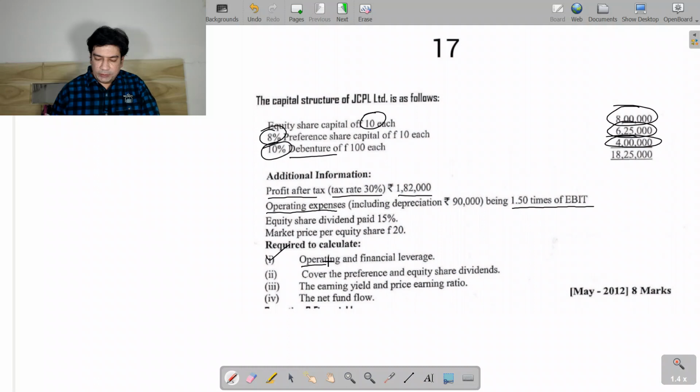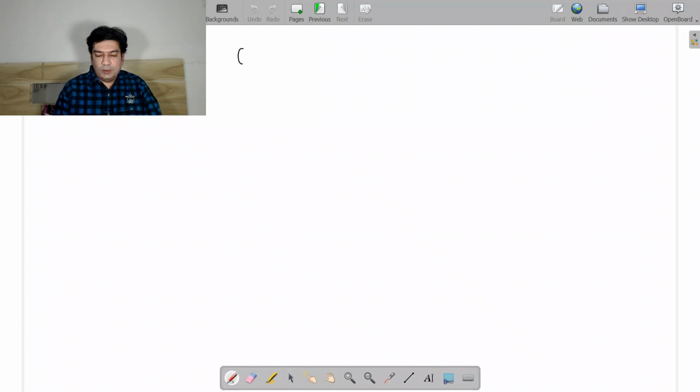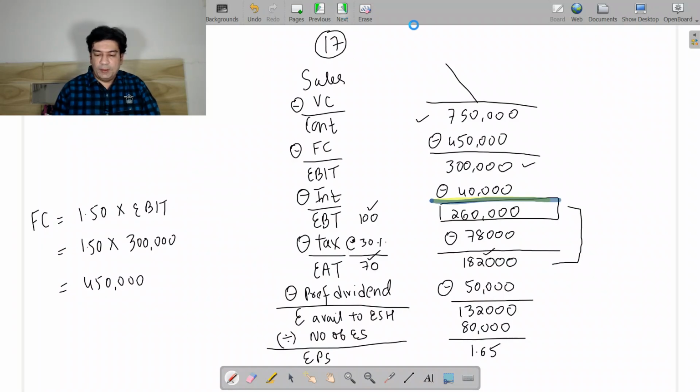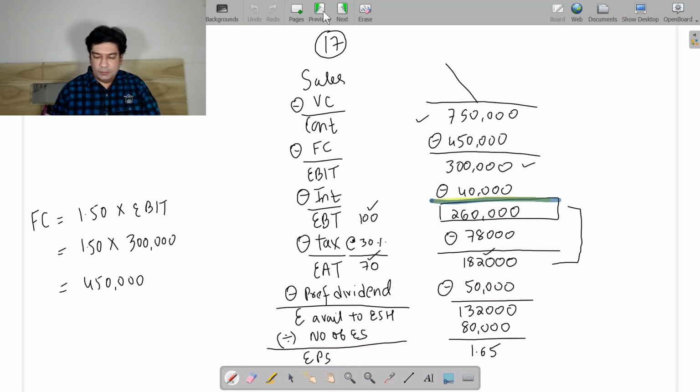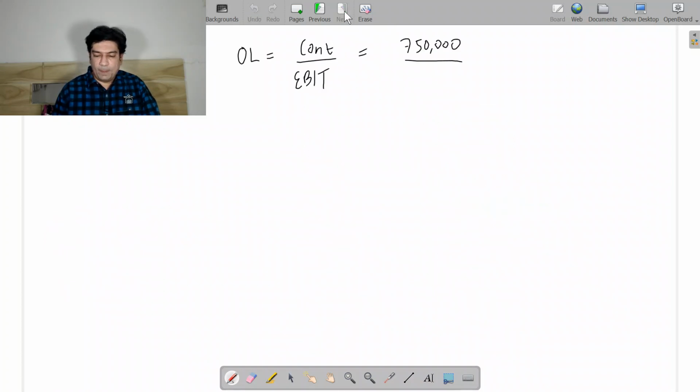Now the first question is we have to find the operating leverage. So we will find the operating leverage, which is contribution divided by EBIT. We have our contribution, which is 7,50,000, and we have our EBIT, which is 3 lakhs. So 7,50,000 divided by 3 lakhs. So 2.5 is my operating leverage.